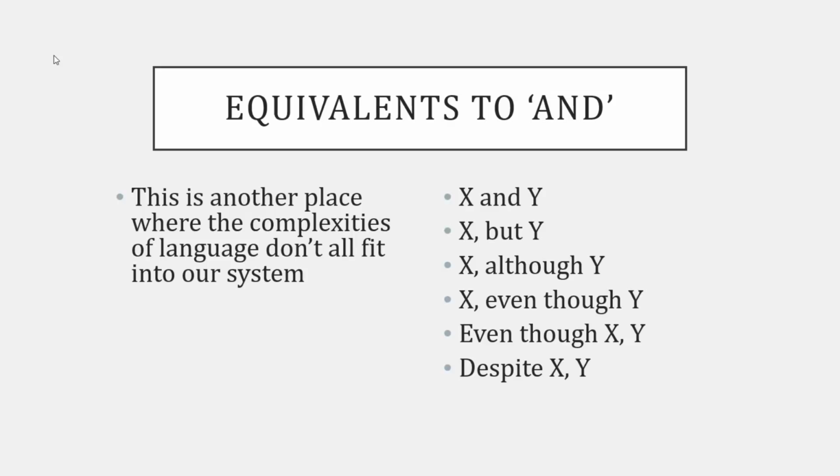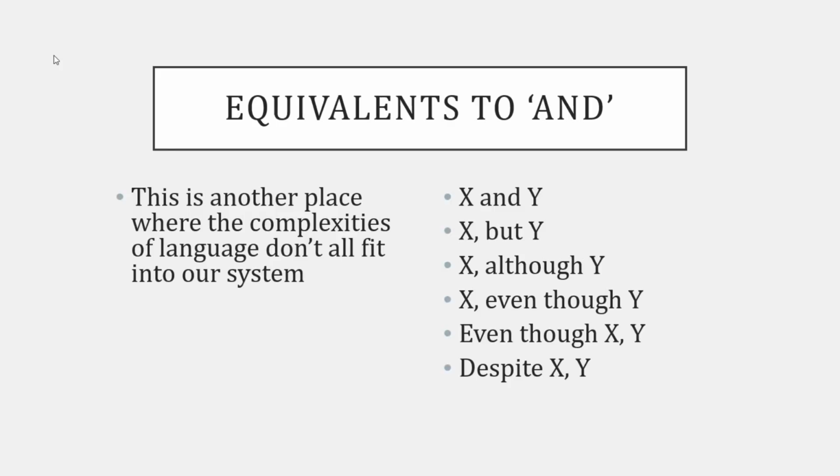The implications of that go well beyond just the truth value. So this is a lesson that language is not reducible to just whether your sentence is true or false. But our system is just about whether the sentence is true or false. So that's why this all gets chopped off. We just care about the truth values. So X and Y, X but Y, X although Y, X even though Y, even though X, Y, despite X, Y. Those all end up being symbolized with just the conjunction. They all end up symbolized exactly the same.